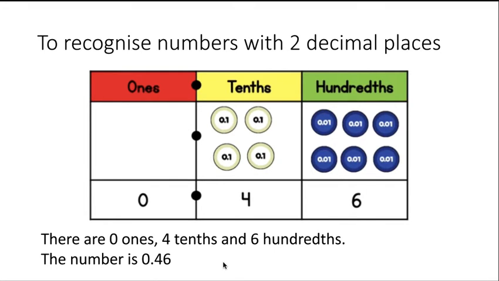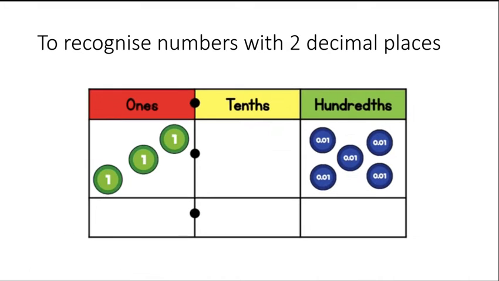0.46. We never say 46, it's always 0.46. And if we had a number with 3 decimal places or 4 decimal places or so on, we would still say the digits. We would never say 46. Okay, let's have a look at the next example.